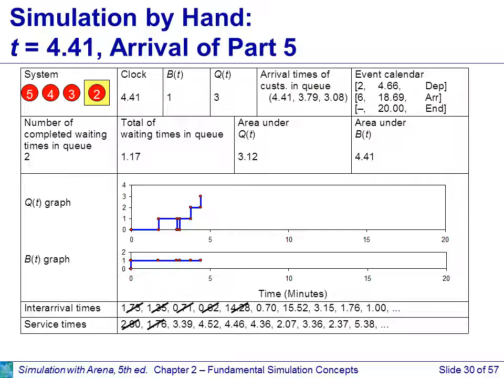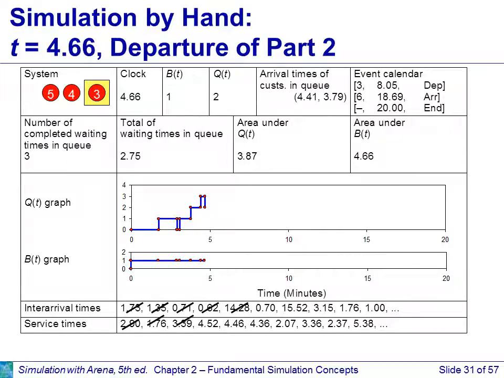So 0.62 multiplied by 2 is 1.24. And so when we add 1.24 to 1.88, we get 3.12. And this is what we have here. And then the area under BT is simply all this time, which is 4.41, multiplied by 1. And so it's easy, it's just 4.41.